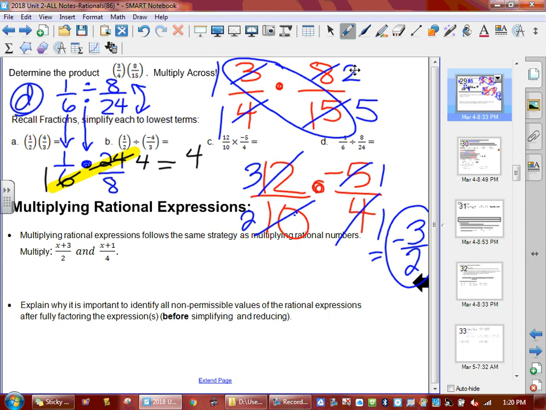Now we would have to reduce our final answer. Okay? So 4 over 8 is equal to 1/2. Okay? 4 over 8 equals 1/2.